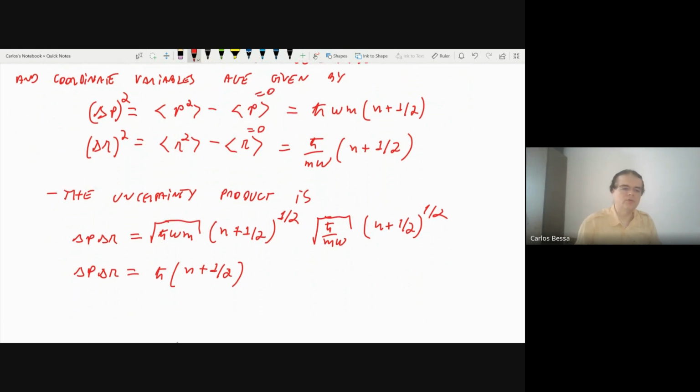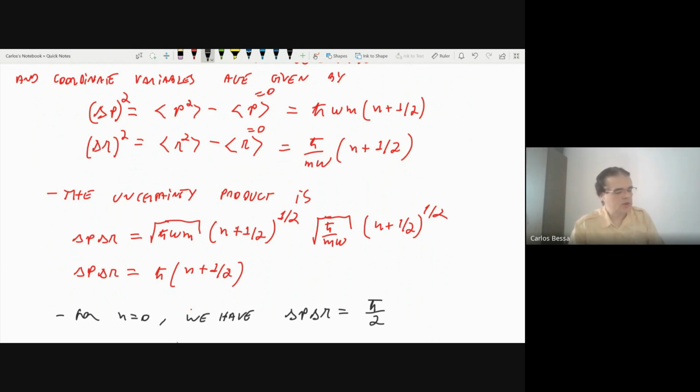And the minimum possible value is for n equal to 0, which is the vacuum state. For n equal to 0, we have delta P, delta R equal to h bar over 2, which is the minimum possible value allowed by the uncertainty principle, right? So this state is the minimum state of uncertainty.